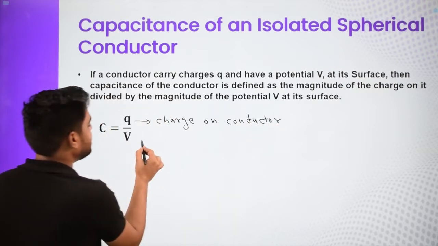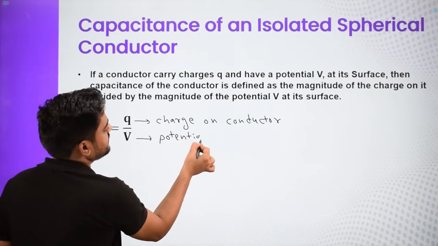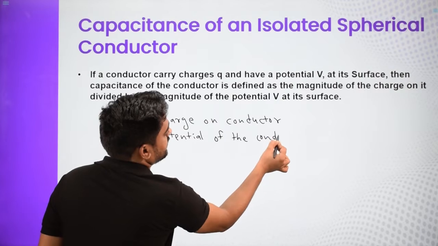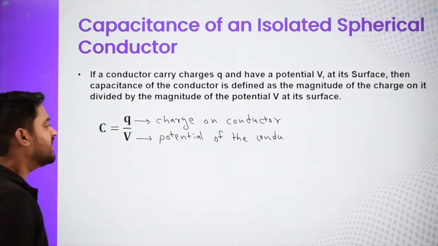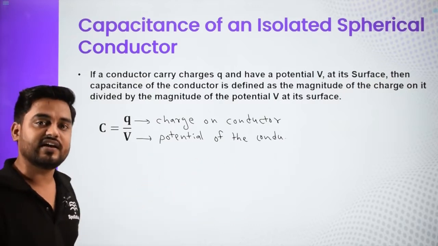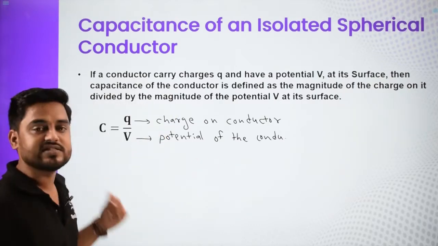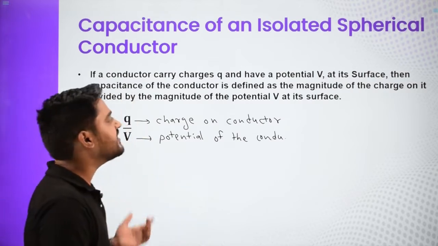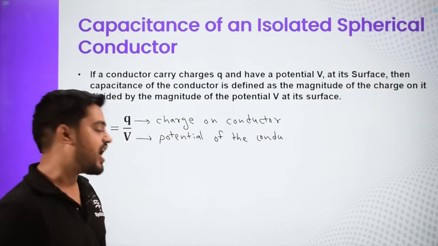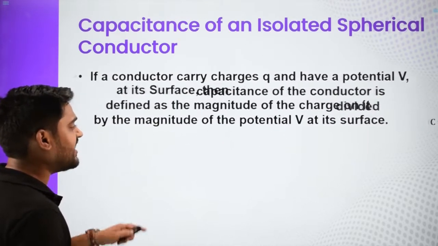And this V is the potential of the conductor. And previously, what was it? Previously, Q was the magnitude of charge on any one of the conductors. We had two equal and opposite charges, and V was the potential difference. But for a single isolated spherical conductor, we define it like this. So how did we get this? Let us go back and check that.